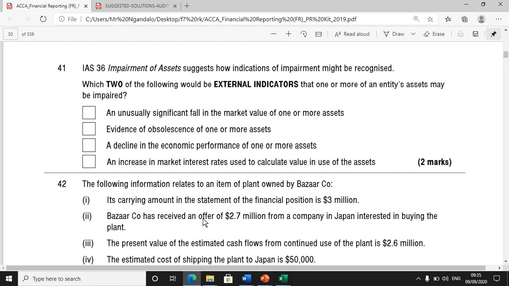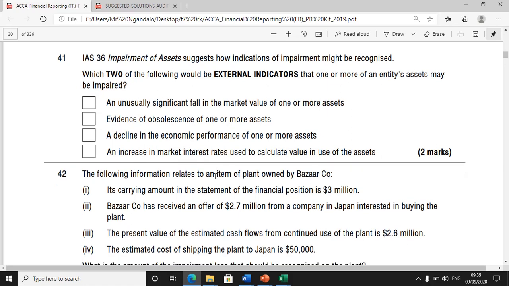41 says IAS 36 Impairment of Assets suggests how indicators of impairment might be recognized. Which two of the following would be external indicators that one or more entities' assets are impaired? Some unusually significant fall in the market value. Yes. External evidence of obsolescence of one or more assets, I think this one is normally taken to be internal. Then a decline in the economic performance of one or more assets is supposed to be internal, and an increase in market interest rates, that's external. So we take the first and the last options as our answers.